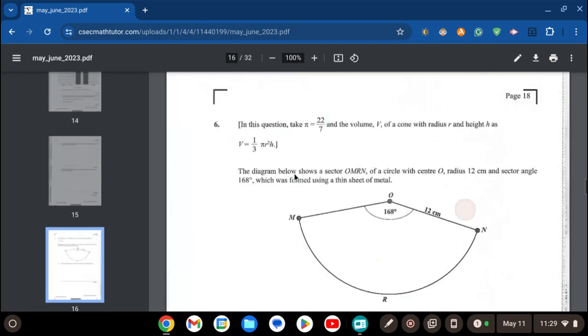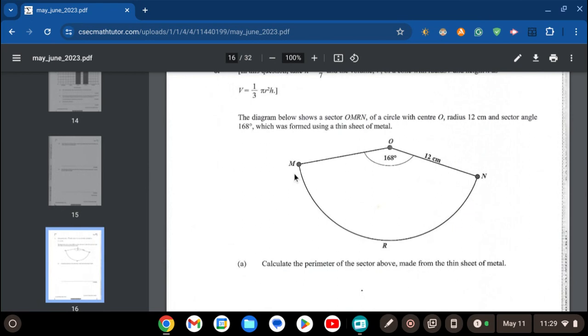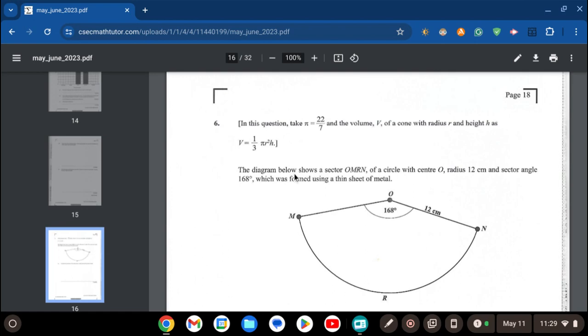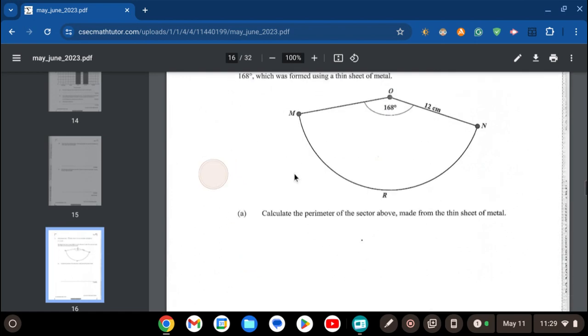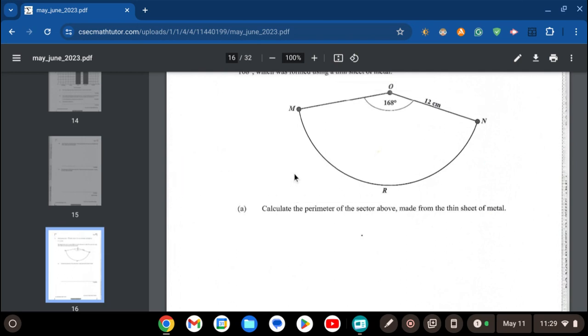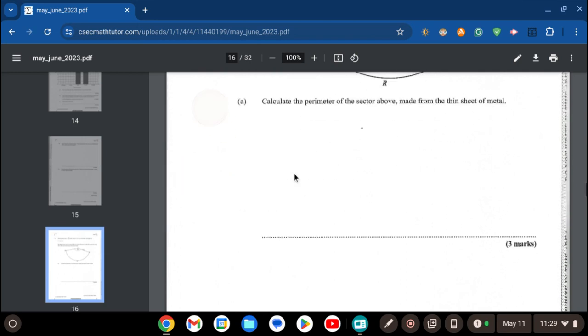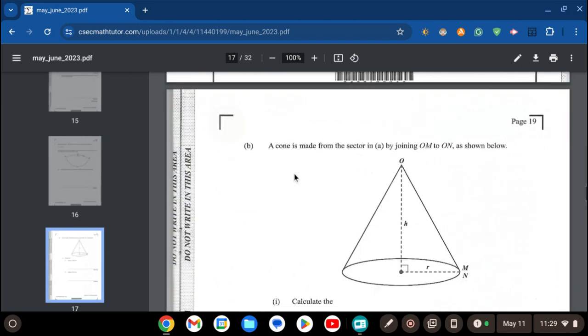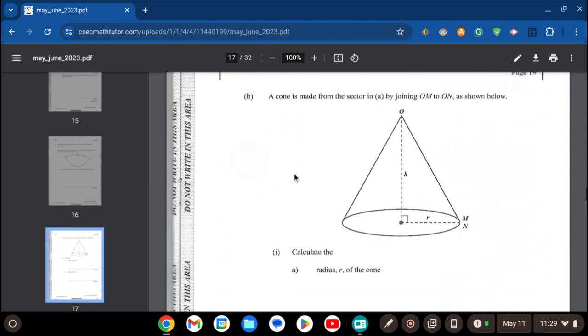Now question 6 is always a measurement type question. If you look right here, they gave us the sector of a circle, and they want us to find the perimeter, basically after they turn the sector of the circle into the form of a cone.